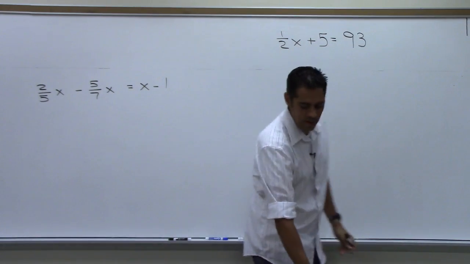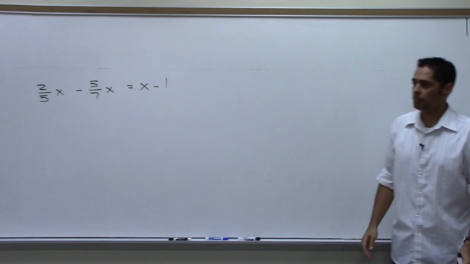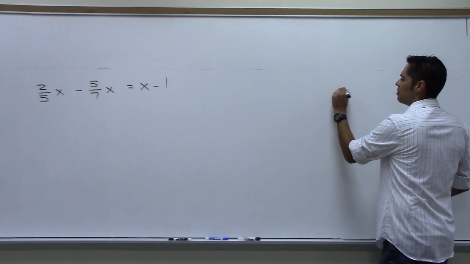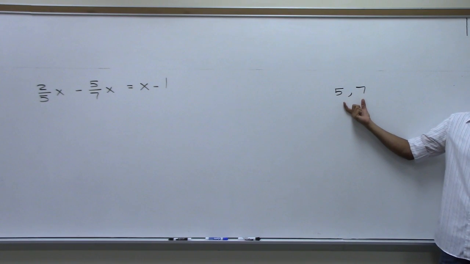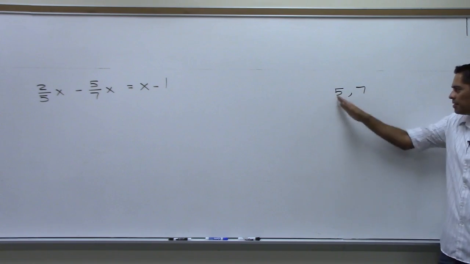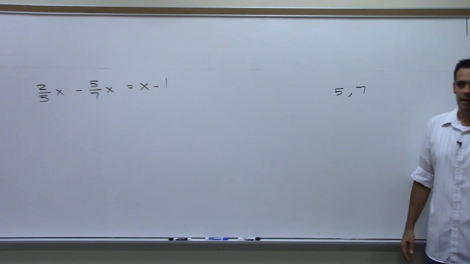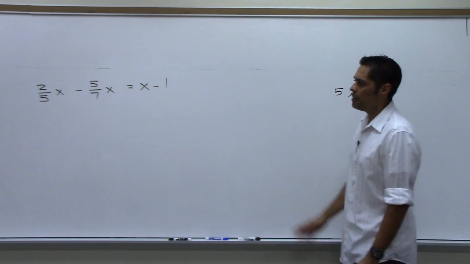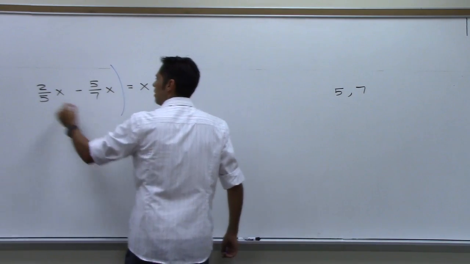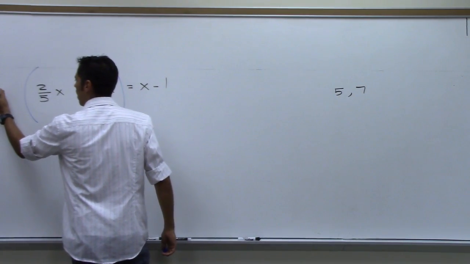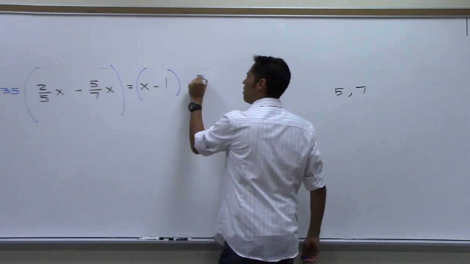So what is the common denominator in this problem? 35. How are you getting that? You're looking at the two denominators, right? 5 and 7. You're trying to come up with a multiple of both. So you could list them all out, or you could just multiply them together and use that number, 35. So I'm going to multiply both sides of this equation by 35. So it's going to look like this. This side of the equation by 35, and this side of the equation by 35.